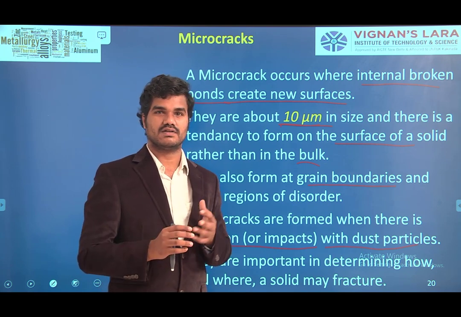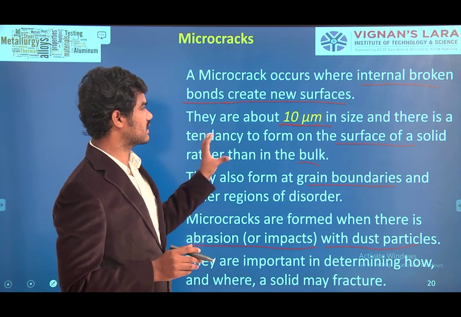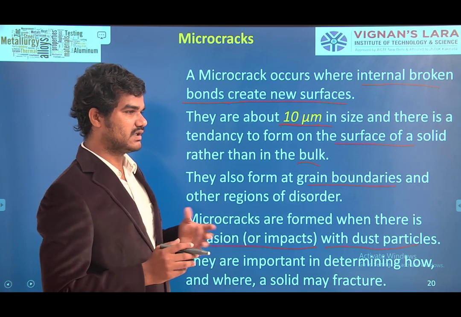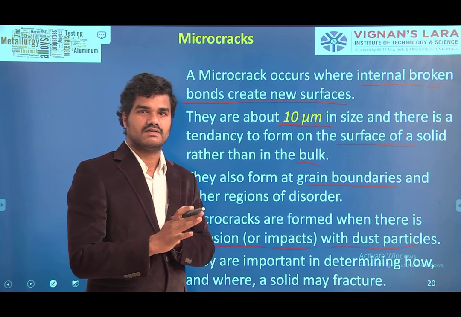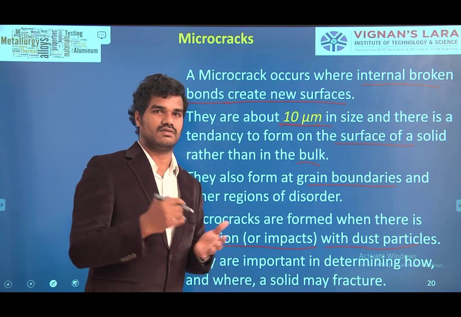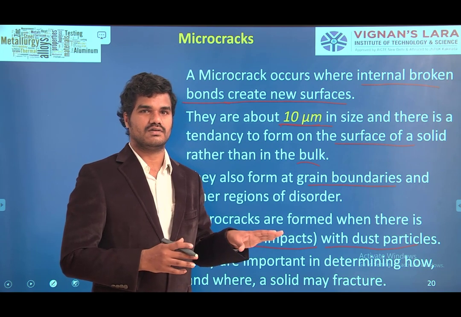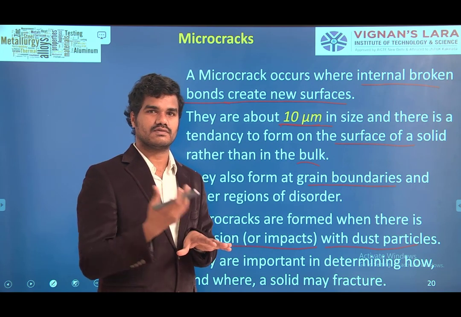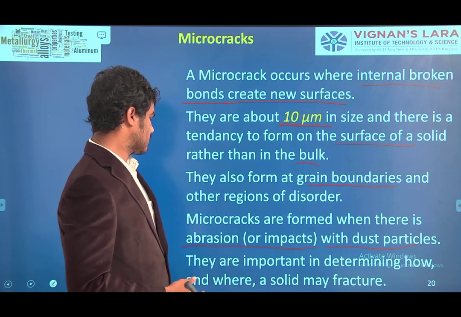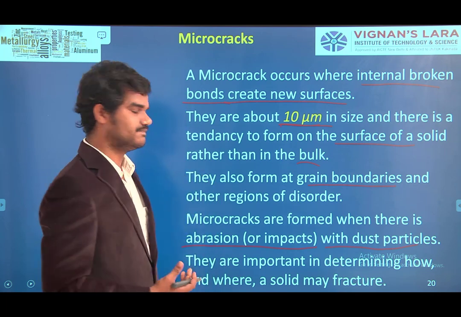It is also important in automobiles. So this micro crack investigation is very, very important. Micro cracks are formed due to abrasion or impact. Impact means some sudden loads. When your car is traveling on the road, so much dust and so many small stones fall on it. Because of that impact, micro cracks will form. This comes under planar defects.